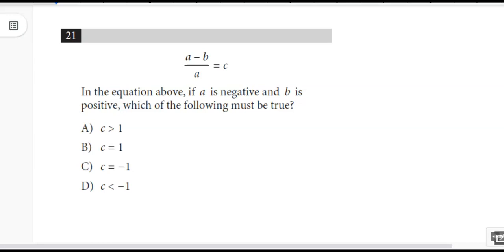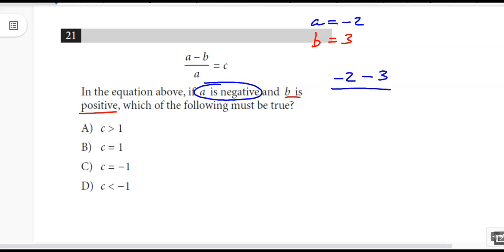In the equation above, if A is negative, I'm going to try, I don't know, maybe I'll try -2. And so that's my A. And if B is positive, so B's got to be positive, and I'll pick a small number like +3, which of the following must be true? So let's plug this in. So if we do A minus B all divided by A, let's see what we get.